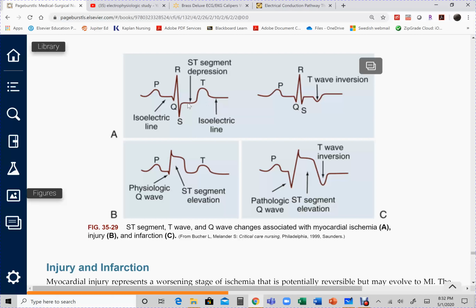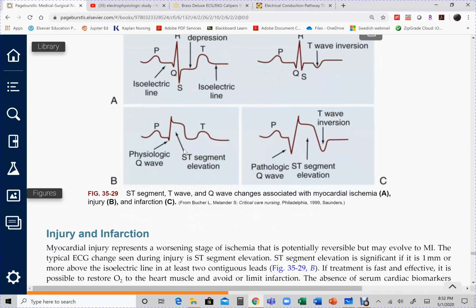Okay, so these are the changes: ST depression and T-wave inversion in ischemia, and then if it progresses, early in the first hour of the MI, then you have ST elevation already, and then infarct, you'll have both ST elevation and T-wave inversion.